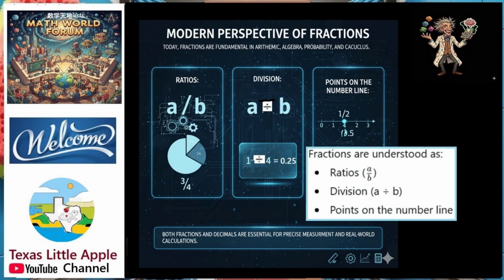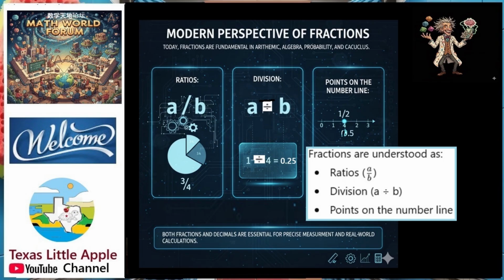Today, fractions are fundamental in arithmetic, algebra, probability, and calculus. Fractions are understood as ratios, A over B, division, A divided by B, and points on the number line. Both fractions and decimals are essential for precise measurement and real-world calculations.